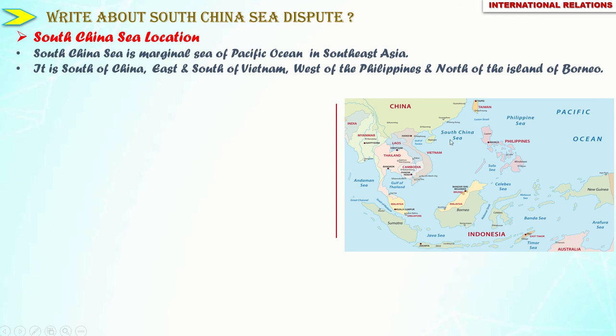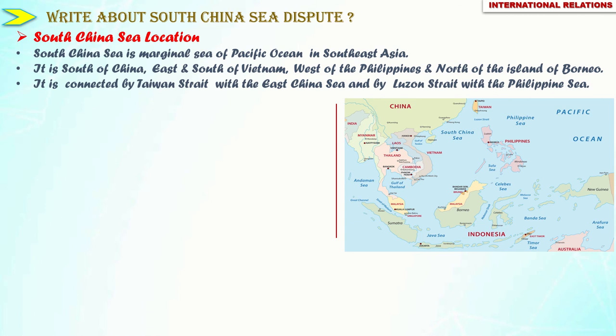South China Sea is east and south of Vietnam, west of the Philippines, and north of the island of Borneo. Please observe here, South China Sea, which is on the east and south of Vietnam, whereas west of the Philippines and north of Malaysia, as well as Brunei.